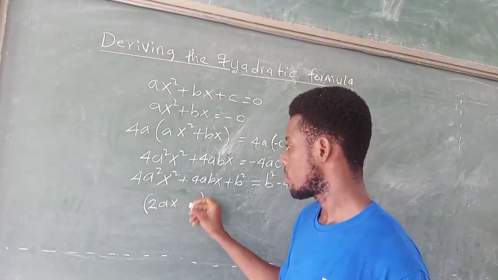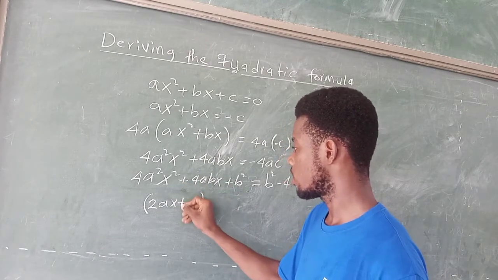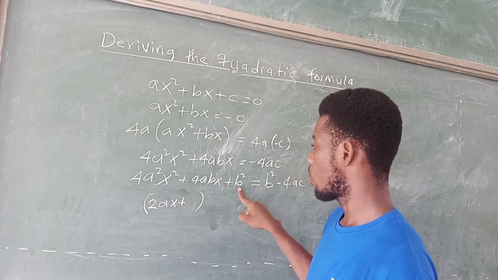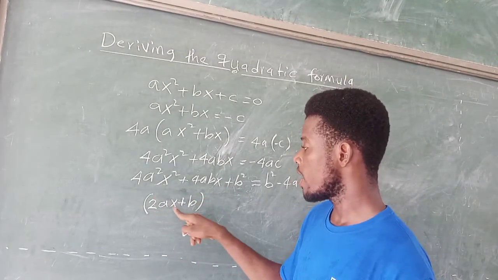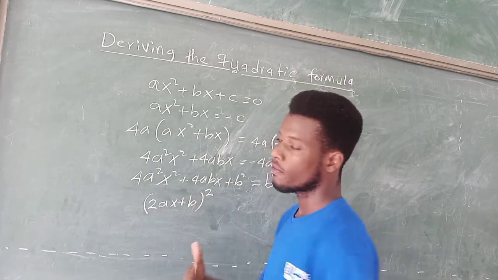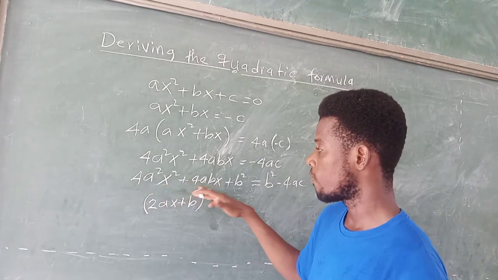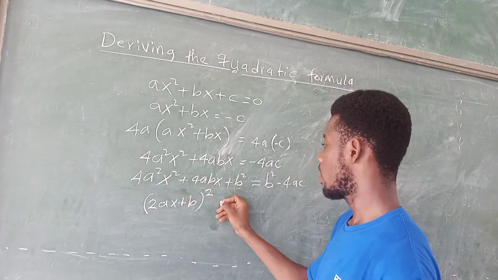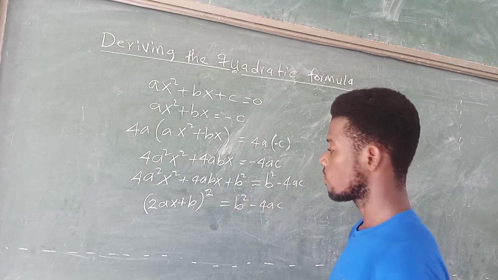That's x. Plus, since we got positive, we use plus. And what is the square root of b squared? That's just b. So this is 2ax plus b all squared. If we multiply this by itself, we are going to get 4a squared x squared plus 4abx plus b squared. Everything should be equal to b squared minus 4ac.